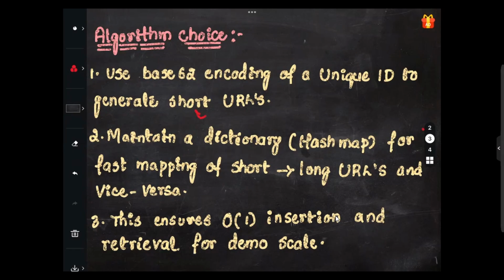So we'll be making use of base 62 encoding of a unique ID to generate the short URLs. We'll maintain a dictionary, nothing but a hash map, for fast mapping of short to long URLs and vice versa, long to short. This ensures Big O of one insertion and retrieval for the demo scale.